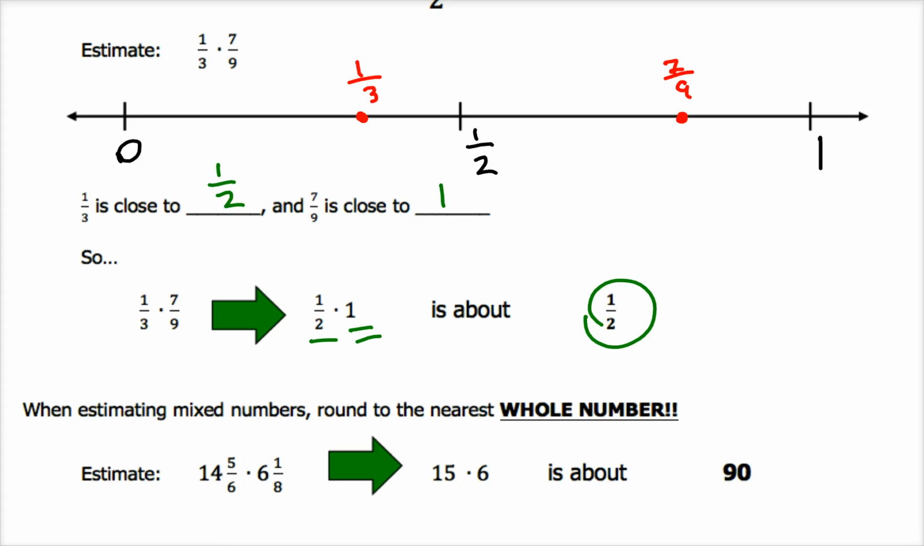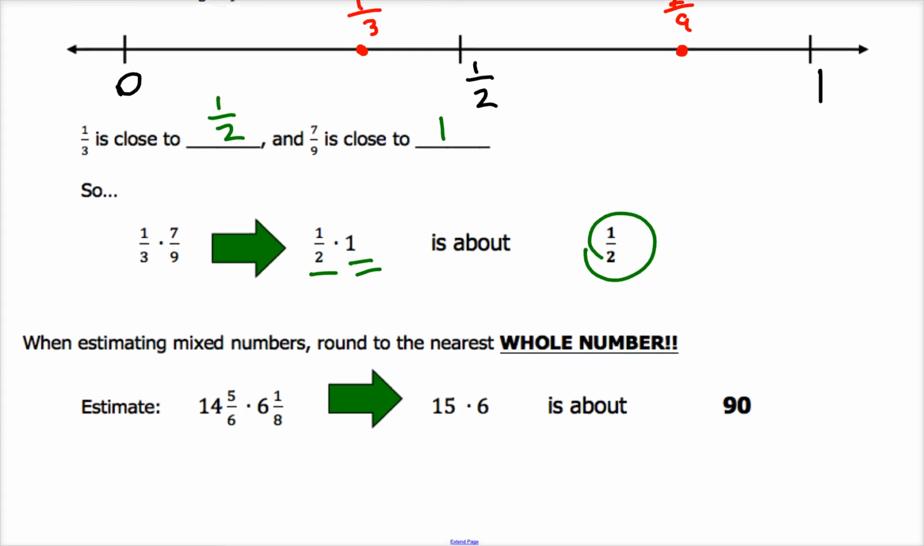When we're estimating the product of 2 mixed numbers, we're just going to change each of the mixed numbers to the nearest whole number. So if I had the problem 14 and 5/6 times 6 and 1/8, well, 14 and 5/6 is really close to the number 15, and 6 and 1/8 we can round down and just say that's about 6. 15 times 6 is about 90, so I might use 90 as an estimate for this problem.